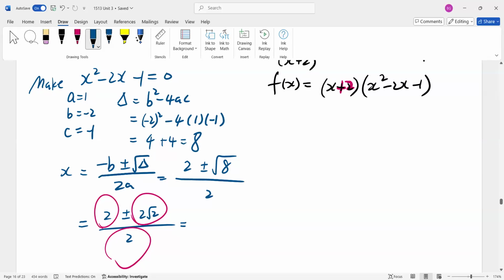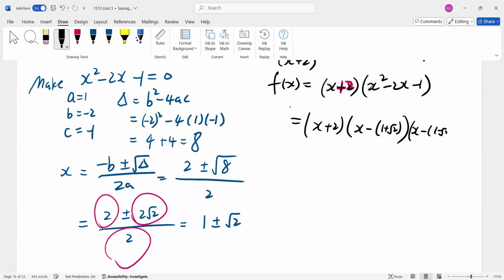Left ear, get rid of 2, divided by 2 is 1. Right ear, get rid of 2, it is root 2. Denominator, the head divided by 2 is 1, so we don't have a denominator. And that's the 2 roots. Ideally, you want to write this as x plus 2 times x minus 1 plus root 2 times x minus 1 minus root 2. But factoring in the irrational number set takes a little bit of effort, so we don't want to do that. I just want to show you those numbers.